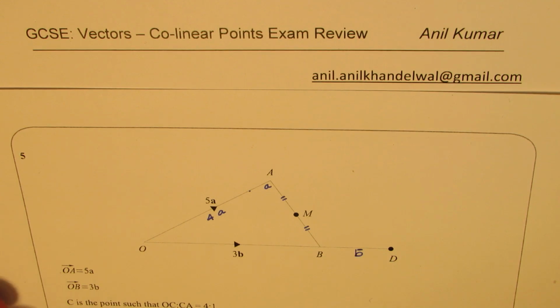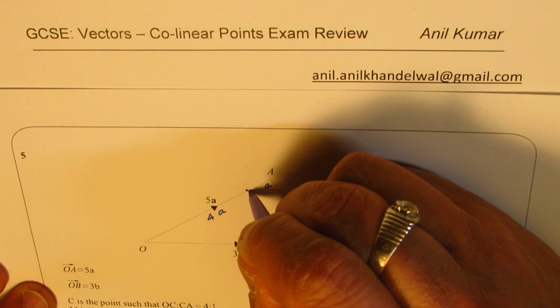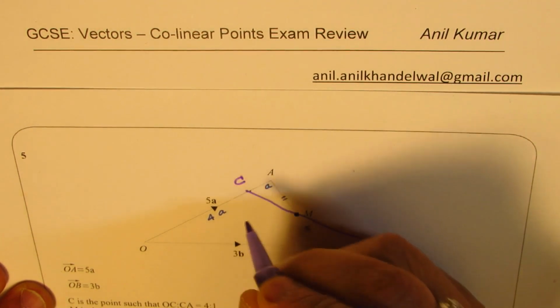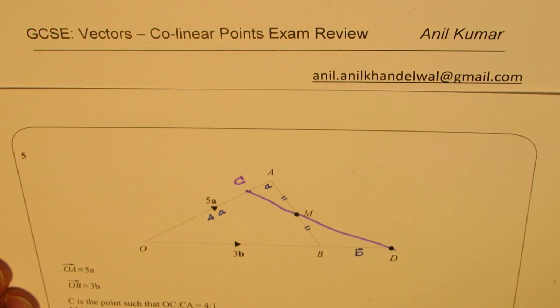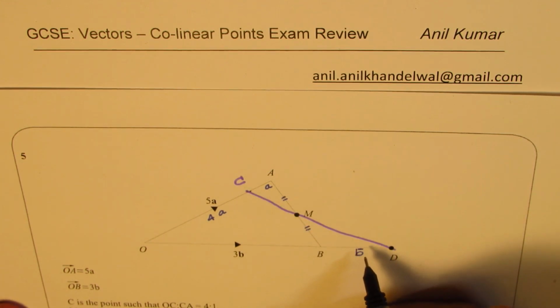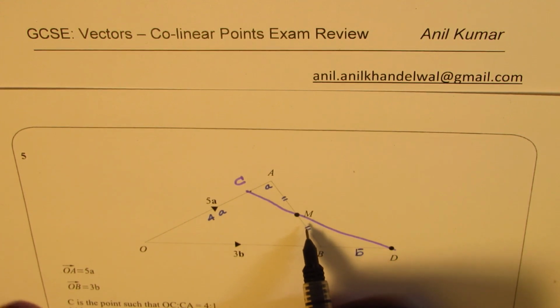So point C is such that, when you join this, let me just join them. So I'm just writing C here. We need to show that C, M and D are along the same line. So that is the question for you. Now the best way to show this is to find what CM is and what MD is. And if they are scalar multiples, in that case they are collinear, right? So that is how we are going to prove it, right?